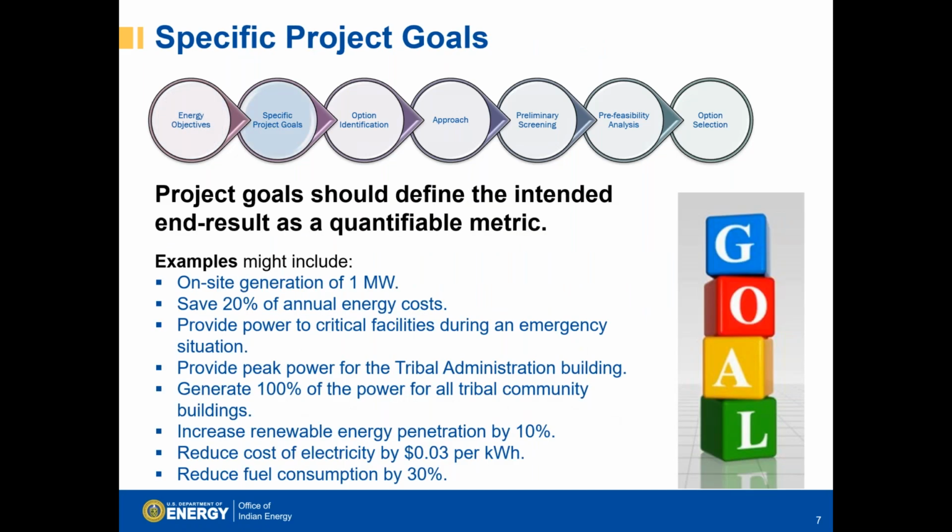Secondly, you would want to identify very specific, quantifiable metrics that contribute to those objectives that you've just identified. For instance, you may wish to provide power to critical facilities during an emergency. For example, you might want to self-generate power for the entire community buildings, or reduce costs by a specific amount, or reduce fuel consumption by a particular percentage, etc.